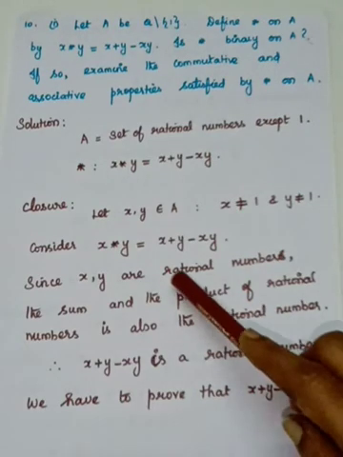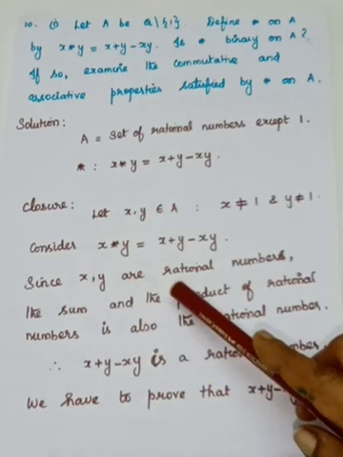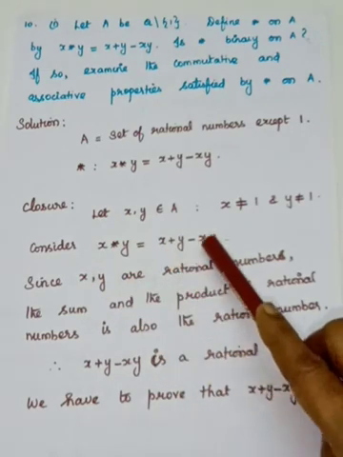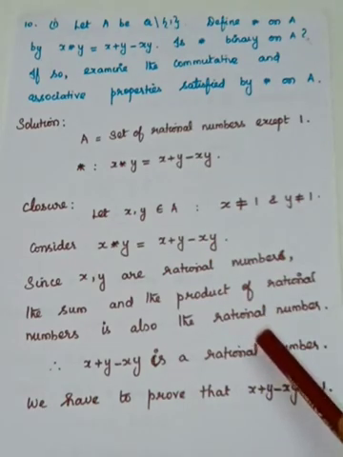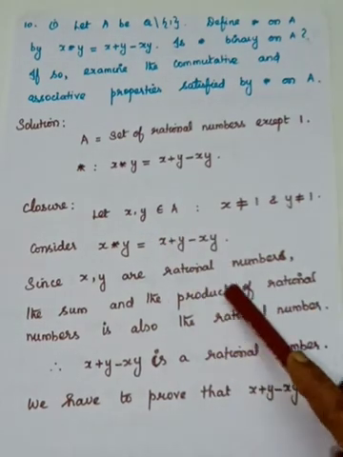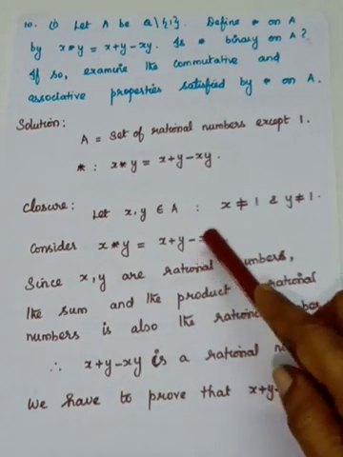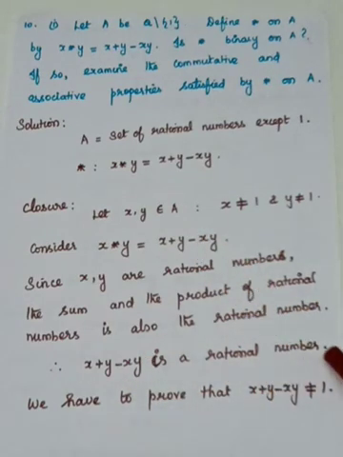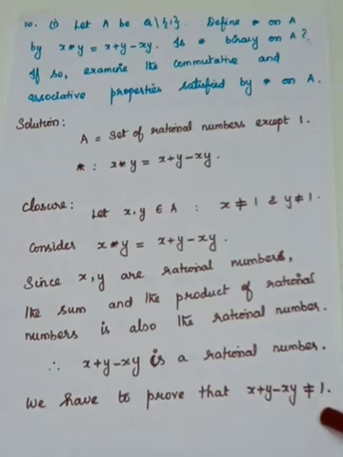So you know very well that x and y are rational numbers. So the sum x plus y and the product xy are also rational numbers. Therefore, I have proved x plus y minus xy is a rational number. Okay. So this answer is a rational number. And what we have to prove next is that it should not be equal to 1. So we have to prove that this answer should not be equal to 1.